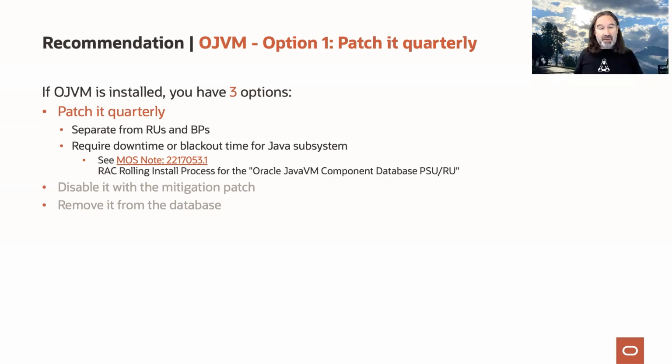If you find out an application is using OJVM, you need to patch it quarterly. It's a separate patch from RUs and bundle patches, a separate download. I'm not a fan of the combo patches, if you ask me. I like to have the separate pieces. It requires downtime or a blackout of the Java subsystem. This MOS note also tells you how to avoid blackouts, from which release on that works, and so on. And with Oracle Database 20c or future releases, it's planned that OJVM can be patched without any interruption, not even to the Java subsystem.